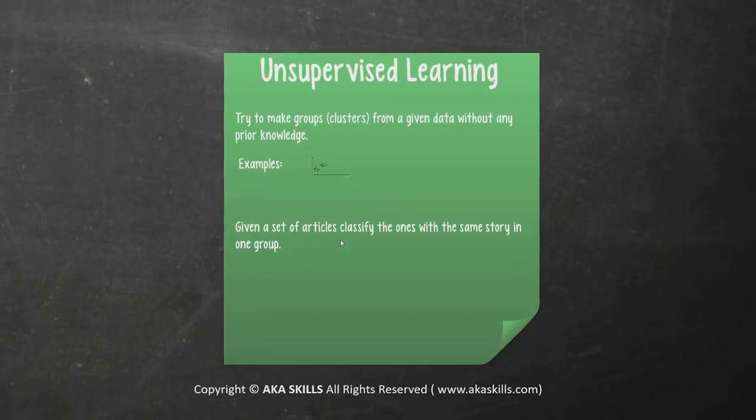Given a set of articles, that's another example. Given a set of articles, classify the ones with the same story in one group. Actually, Google does that in, I'm not sure what the name is, Google Articles or Google News, something like that. But the point is, it gets a lot of articles and classifies these articles based on the content, so if two articles have the same story, they get classified in one group together.